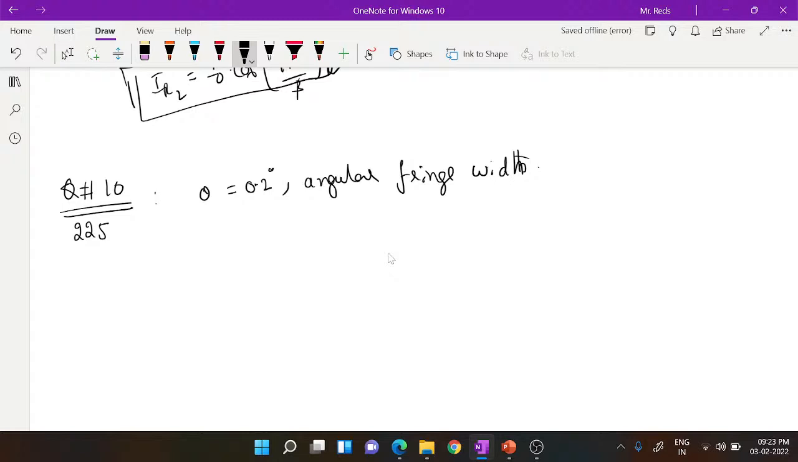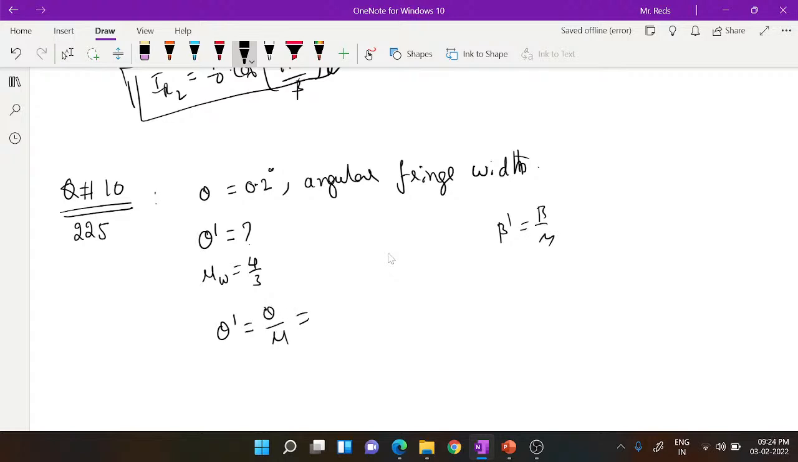The refractive index of water is 4 by 3. So in water, if the angular fringe width is theta dash, what is this theta dash? If it is immersed in water, we have to remember that this will be decreased. If it is beta dash in a medium, it is equal to beta by mu, or if it is theta dash in a medium, it is equal to theta in free space by mu.